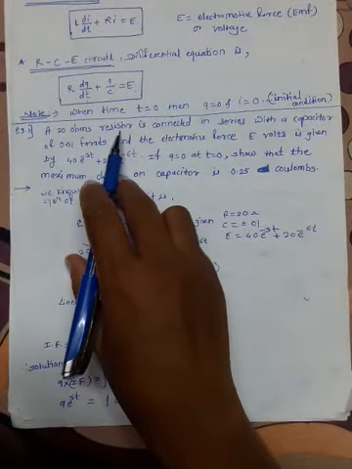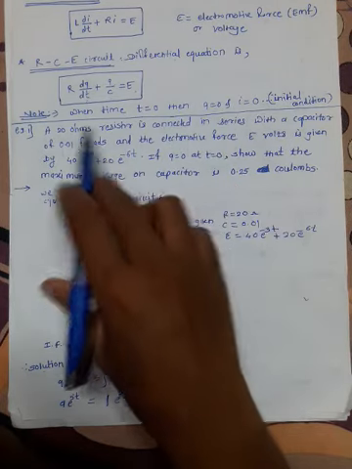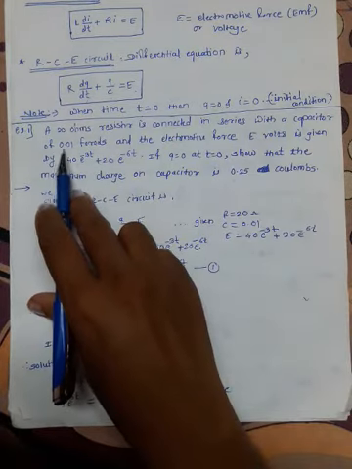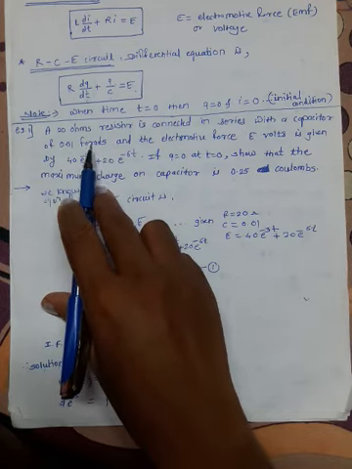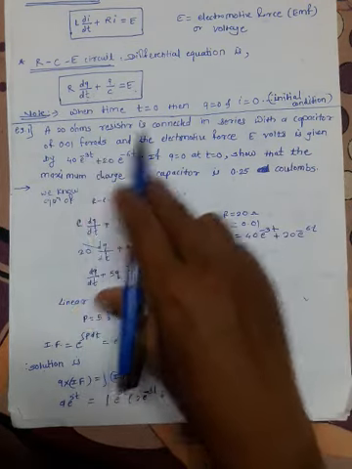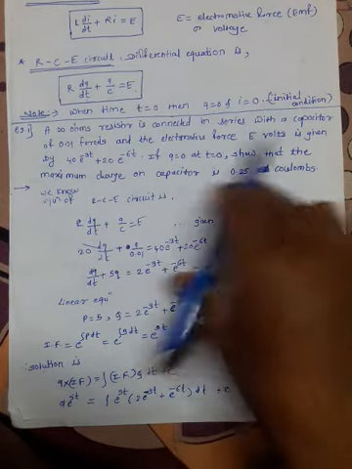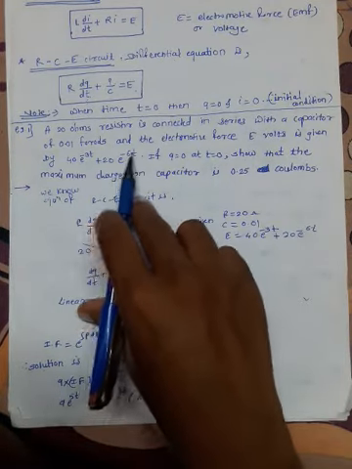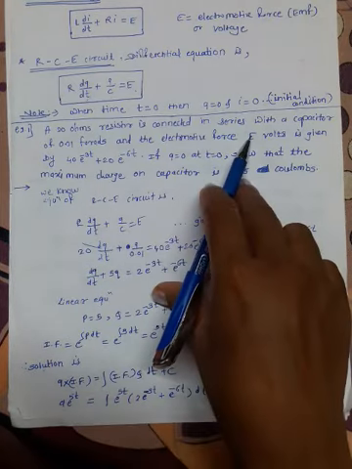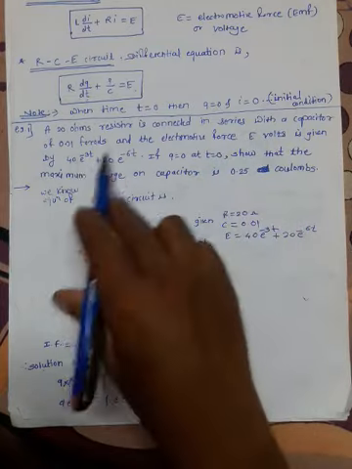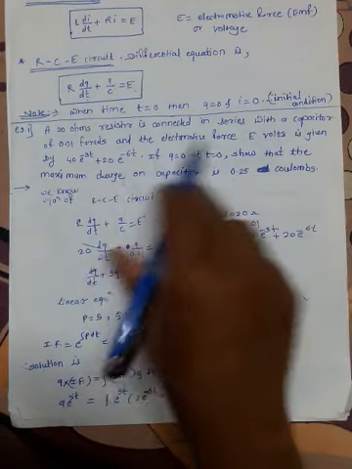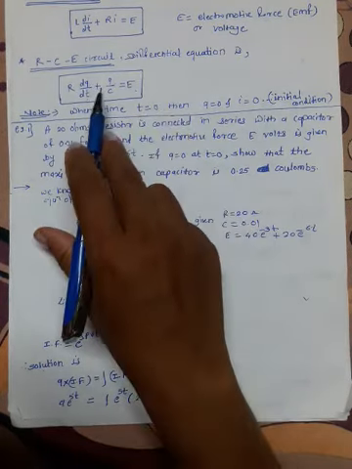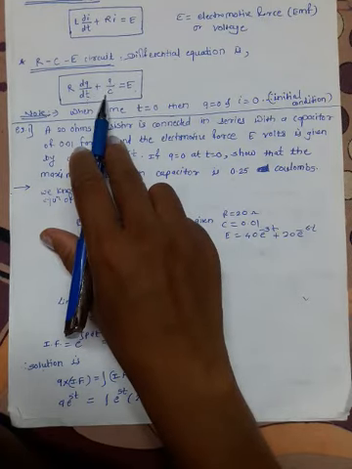A 20 ohm resistor is connected in series. Resistor value is given as 20 ohms; ohm is the unit of resistance. It is connected with a capacitor of 0.01 farads; farad is the unit of capacitance. The electromotive force E volts is given by 40 e raised to minus 3t plus 20 e raised to minus 60t. This is the value for the EMF in the circuit. That means the circuit consists of a resistor, capacitor, and EMF. We have to write the differential equation of this circuit in this particular example.